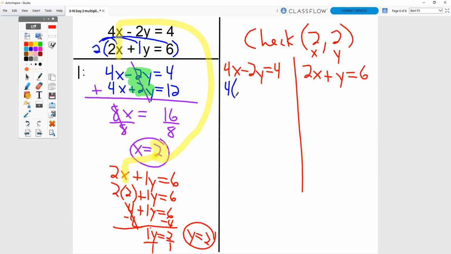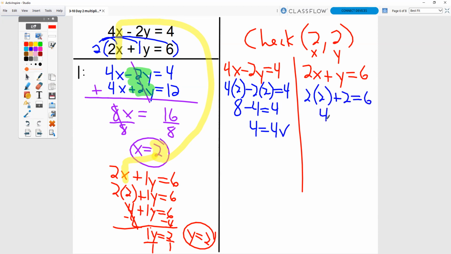So 4 times 2 minus 2 times 2 equals 4. This would be 8 minus 4 equals 4. 4 equals 4. It checks. 2 times 2 plus 2 equals 6. This would be 4 plus 2 equals 6. 6 equals 6. It checked. Both of them check so that I know my two answers are 2 and 2.